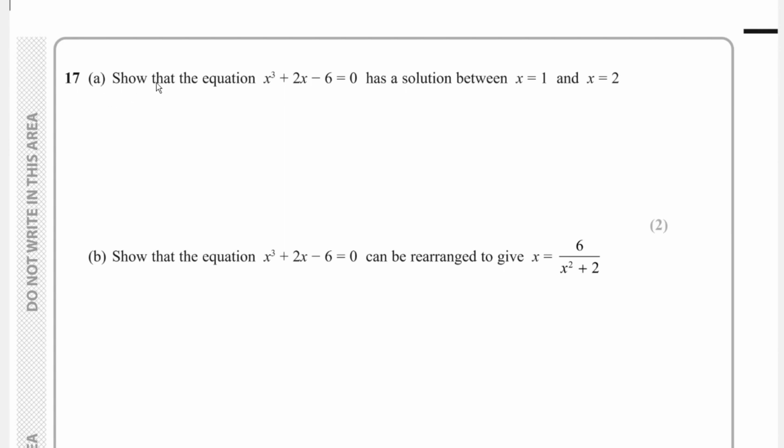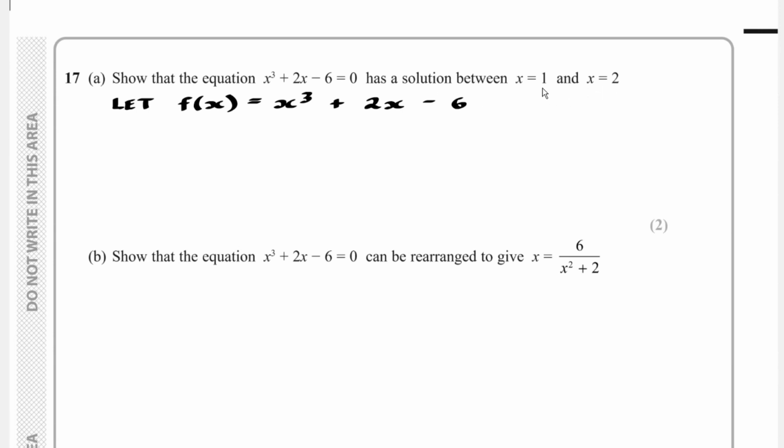Question number 17, part A. We have to show that the equation x cubed plus 2x subtract 6 equals 0 has a solution between x equals 1 and x equals 2. First of all, we notice that the right hand side of this equation is equal to 0, so we can let f of x equal the left hand side. In other words, let f of x equal x cubed plus 2x subtract 6. And we want to show that this equation has a solution between x equals 1 and x equals 2.